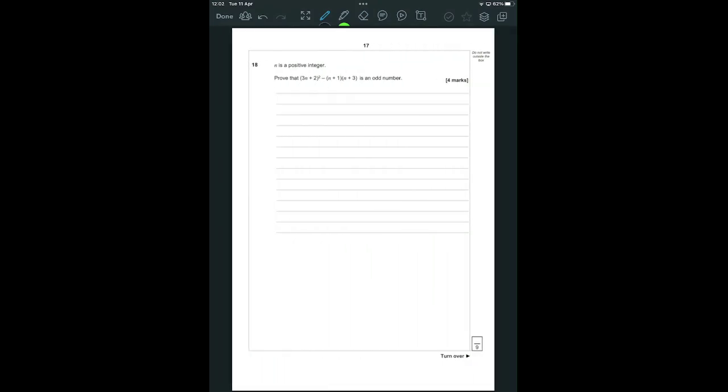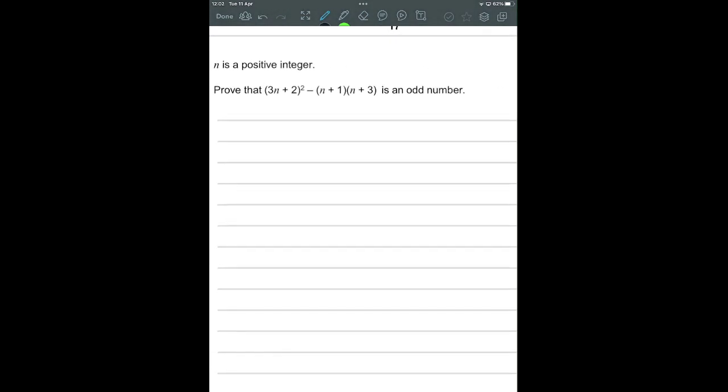Question 18. N is a positive integer. Prove that that thing is an odd number. We need to first remember what an odd number is. An odd number looks like 2 times something plus 1. So my aim is, once I've rearranged and expanded and simplified this thing, that I can write it as 2 times something plus 1.